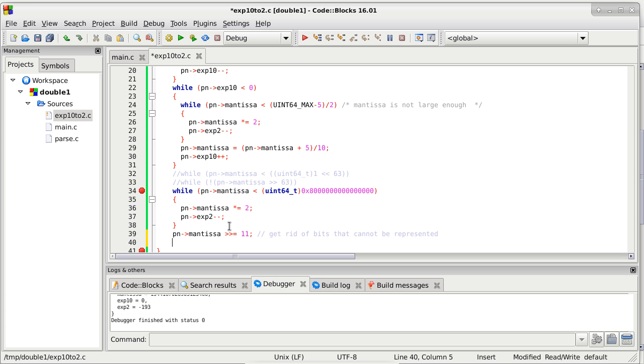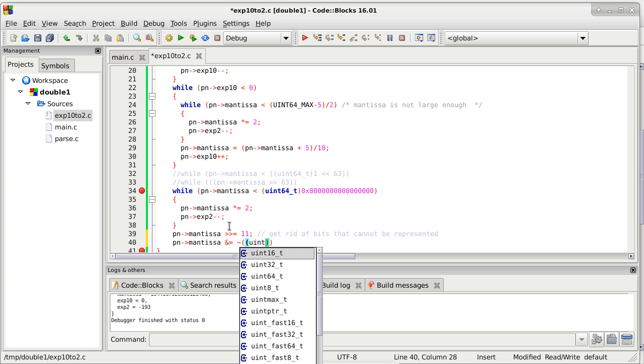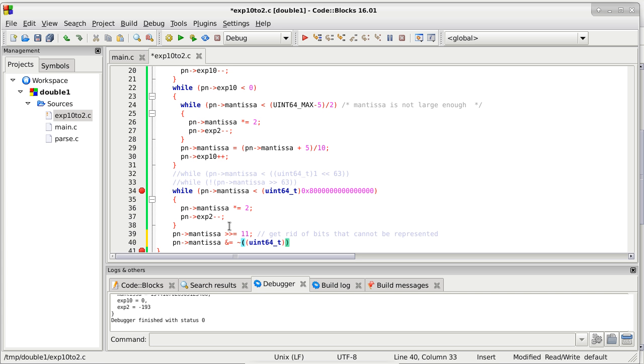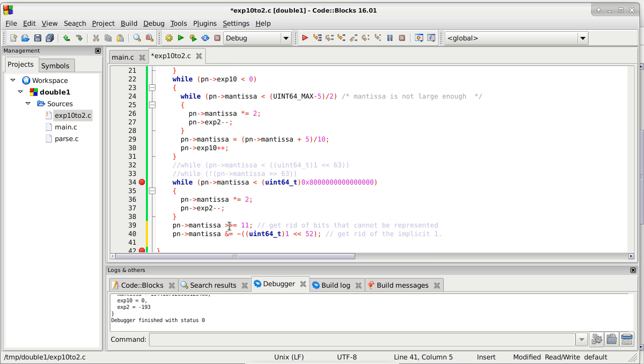And then the next thing we need to do is to get rid of the most significant bit of the mantissa. So that means we have to do a bitwise AND with the mask that we just specified, which is the bitwise NOT of uint64_t 1 shifted 52 times. Get rid of the implicit 1 point. All right, so the mantissa is now ready. Let's deal with the exponent.